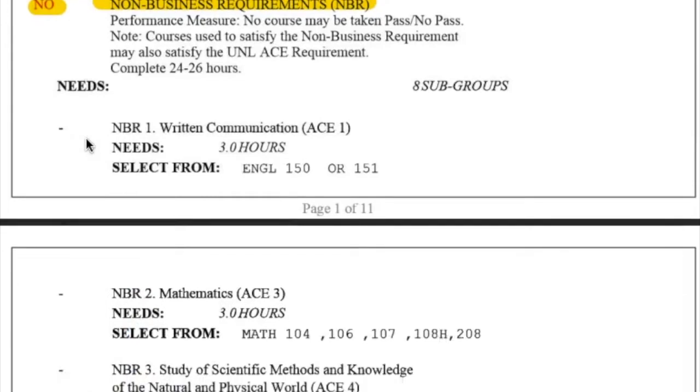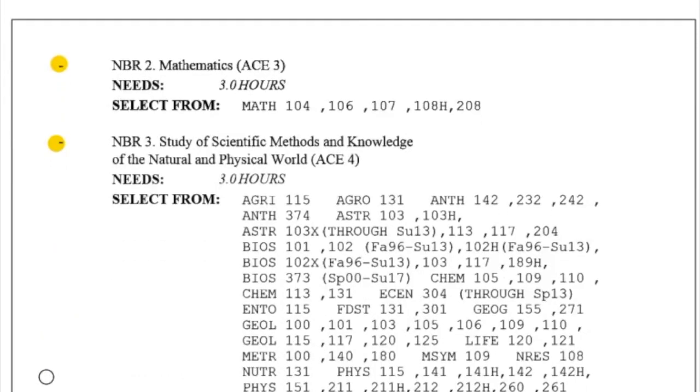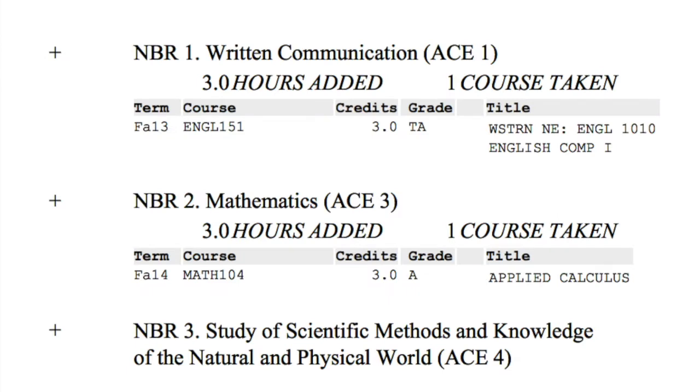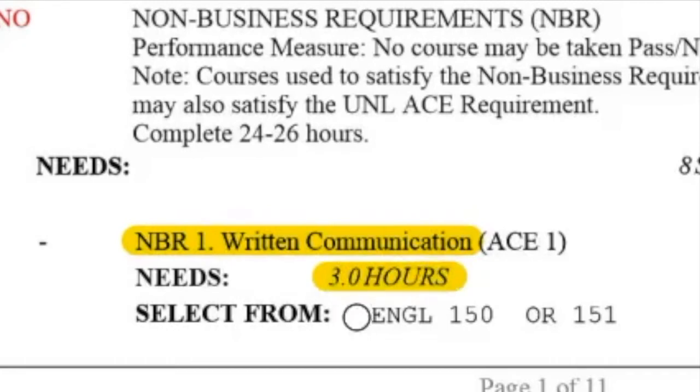Underneath the No, you will notice the minus or plus signs. The minus listed here means that this individual requirement has not yet been completed. However, if this minus sign were a plus sign, it would mean that this individual requirement has been met. If we go to the right of the plus and minus signs, we can see that this is our written communication ACE, one requirement that you need to take 3 credit hours to complete. And you can complete this requirement by choosing any of the courses listed here. This would count as your ACE 1.